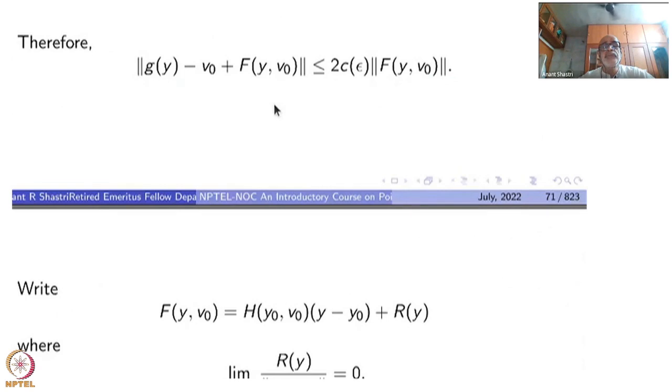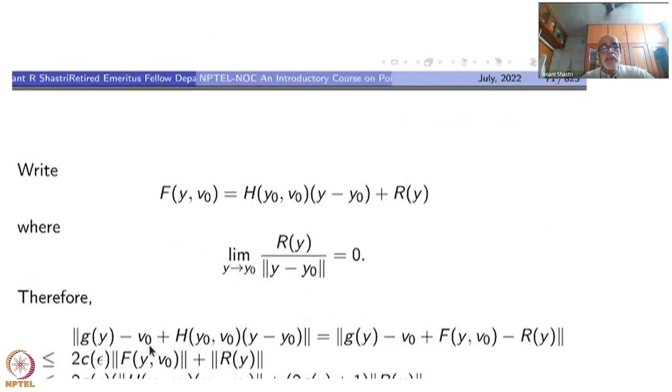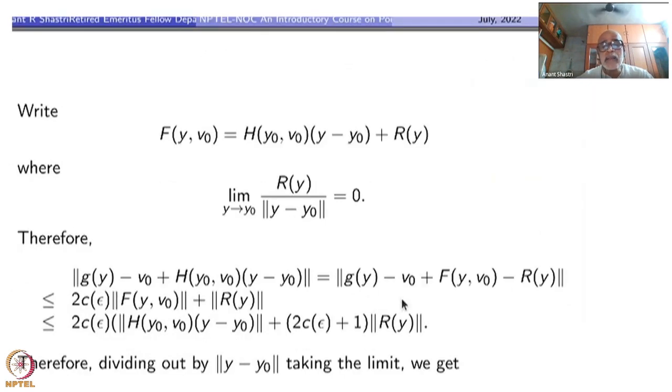Therefore, if you use this in the inequality that we have established, what we get is GY minus V naught plus H of Y naught V naught applied to Y minus Y naught, this term. So I replace F by this plus this one. GY minus V naught is as it is, and this term is replaced by FY minus RY. But this part we have already shown to be less than twice C epsilon times F of Y V naught.